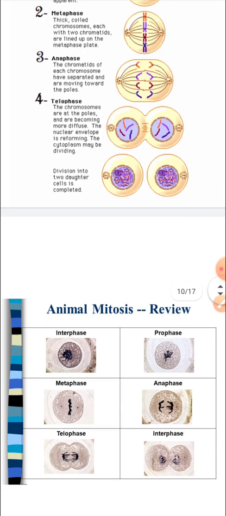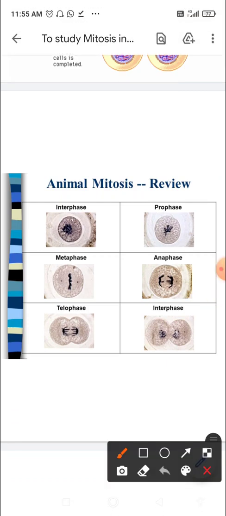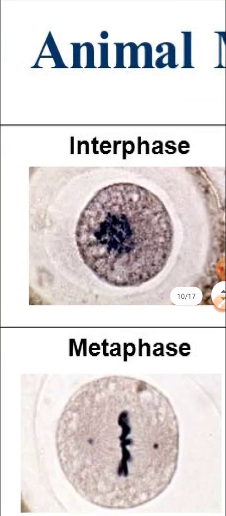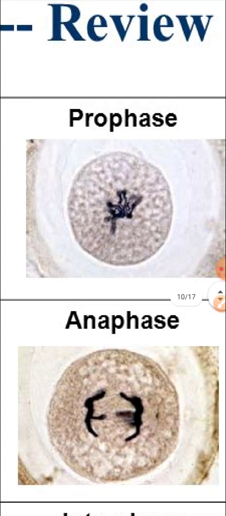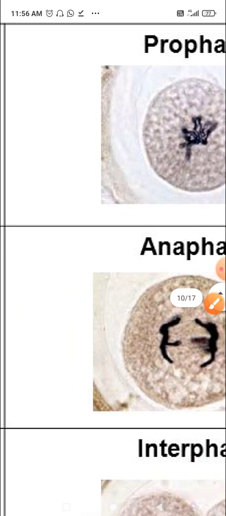Here again you can see very clearly all the stages of mitosis in animal cells. These are the slides which you can view, showing the various stages. So we come to the first stage. This is the interphase stage, where the chromatin material is all coiled up. Next is the prophase stage, where you can see the chromosomes start thickening, and the nuclear membrane and the nucleolus disappear.